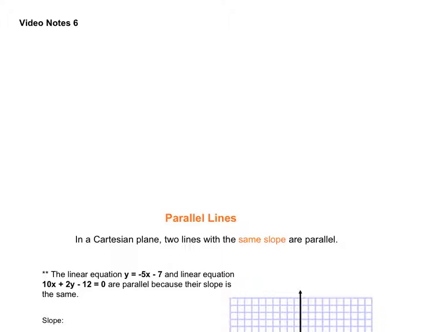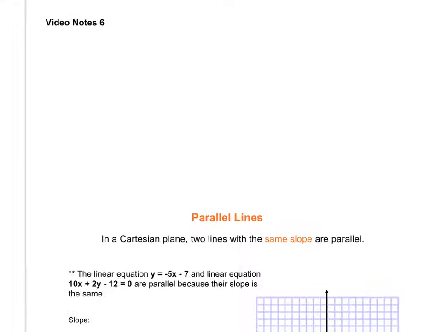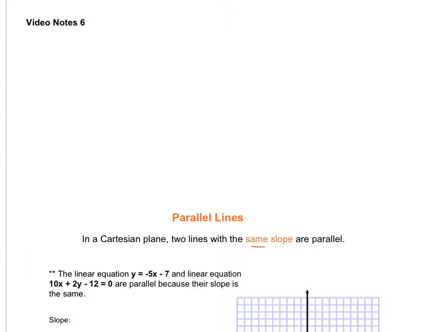Parallel lines. In a Cartesian plane, two lines with the same slope are parallel. Now remember, when we're talking parallel, it means that they will never ever touch. Ever. And we use the symbol of these half arrows. Now if you see segment AB, the symbol is parallel as this. It's parallel to CD. This sign right here means parallel.